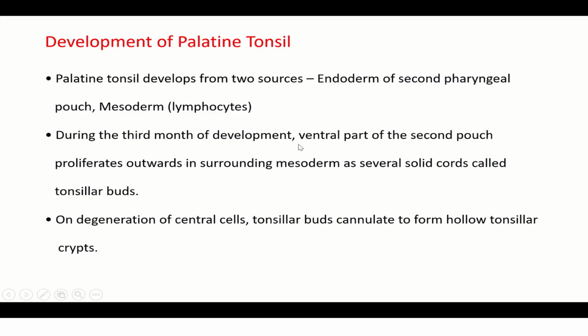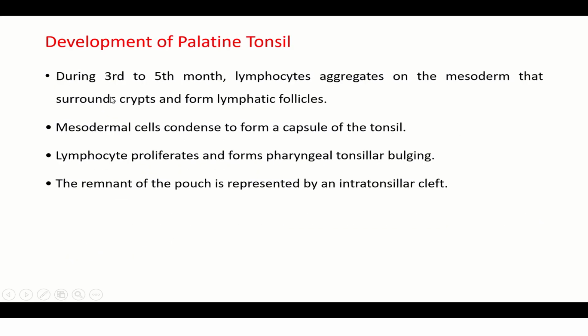During the 3rd month of development, the ventral part of the 2nd pouch proliferates outwards into the surrounding mesoderm as several solid cords called tonsillar buds. On degeneration of the central cells, tonsillar buds canalize to form hollow tonsillar crypts. These are the crypts which we observe on the gross as well as in histologic sections. During the 3rd to 5th month, lymphocytes aggregate in the mesoderm that surrounds the crypts and form lymphatic follicles, and the mesodermal cells condense to form the capsule of the tonsil. The lymphocytes proliferate and form the pharyngeal tonsillar bulging. The remnant of the pouch is represented by the intratonsillar cleft.